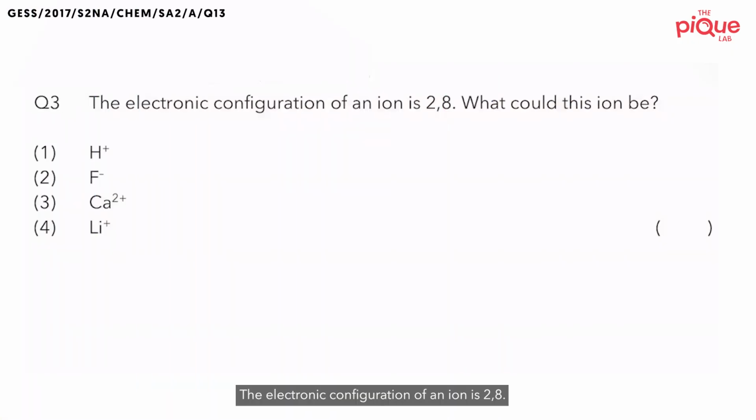Question 3. The electronic configuration of an ion is 2,8. What could this ion be? Now, before we start solving the question, let us do a bit of recap on atoms as well as on ions. Do you still remember what is the trait of an atom?